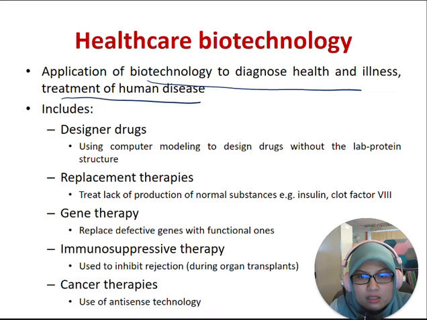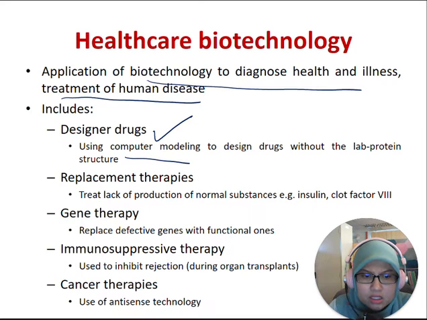These include making designer drugs. We can use computer modeling to design drugs without the lab protein structure. Maksudnya kita just model dulu guna komputer. We don't really have to structure the drugs inside the lab to manufacture the drugs first. So kita just tengok dulu melalui computer modeling, apply dia dekat animal model system, for example, and tengok whether it's working or not. If it's not working, then it's pointless to manufacture the drugs in the lab. But if there is a possibility for the drugs to treat, potential untuk di-develop dalam lab dan di-commercializekan for clinical trial pula. Okay, to see whether it's working or not dekat human sample.